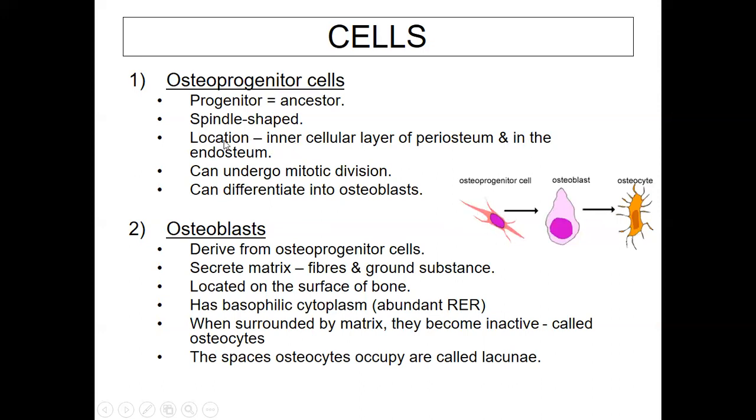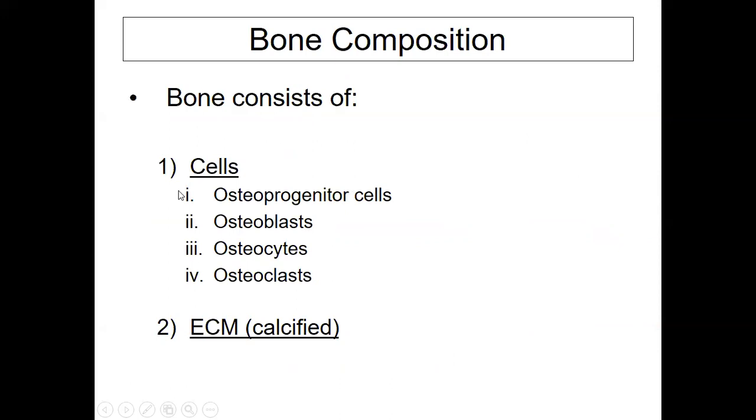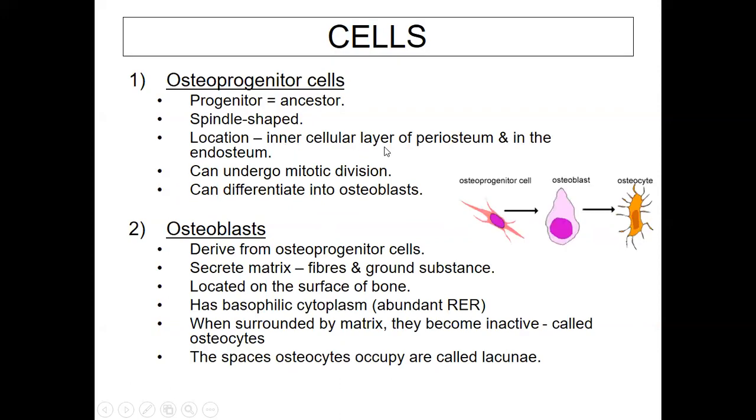Where can you find this osteoprogenitor cell? You can find it at the inner cellular layer of the periosteum, the same area that I showed you just now, and also in the endosteum. So this is the area where you can find the osteoprogenitor cell.